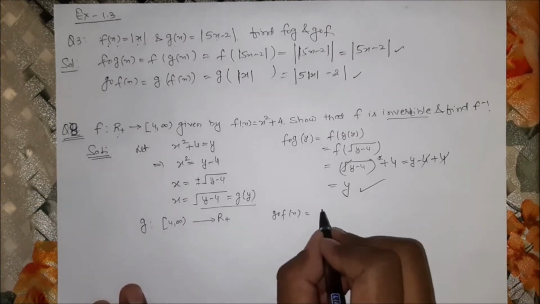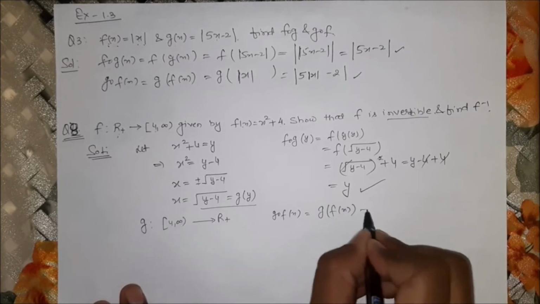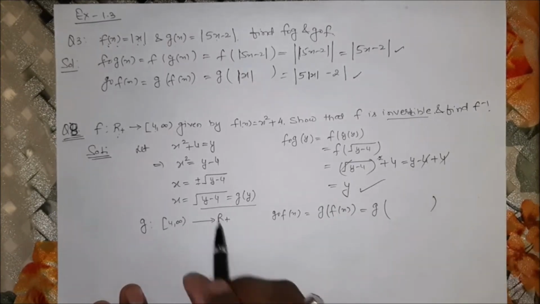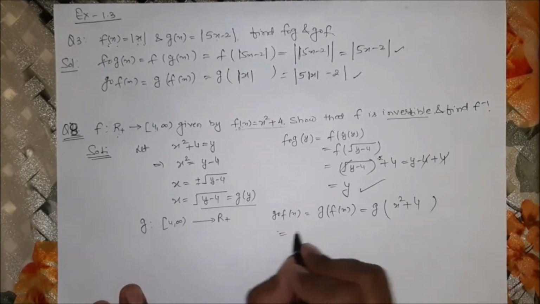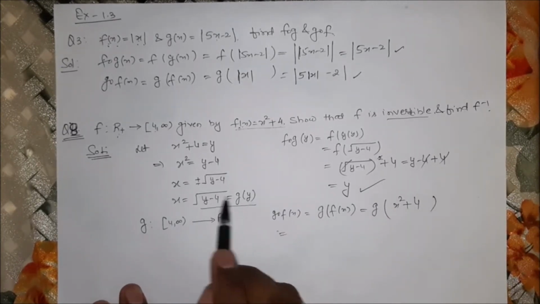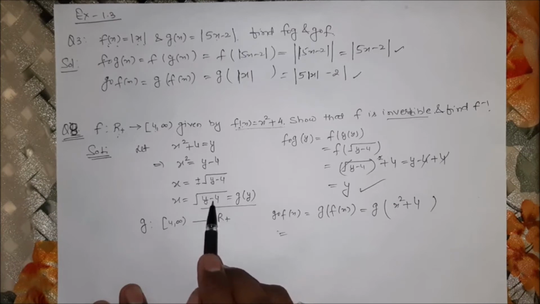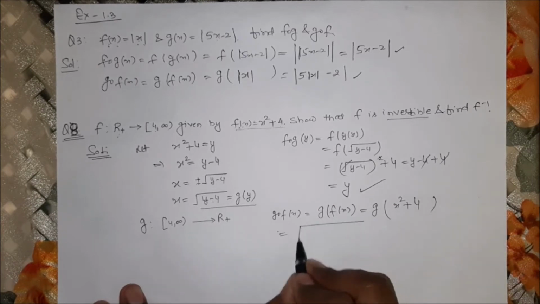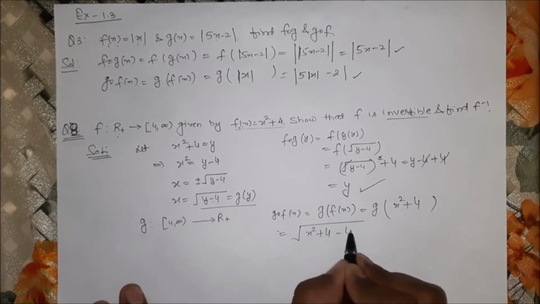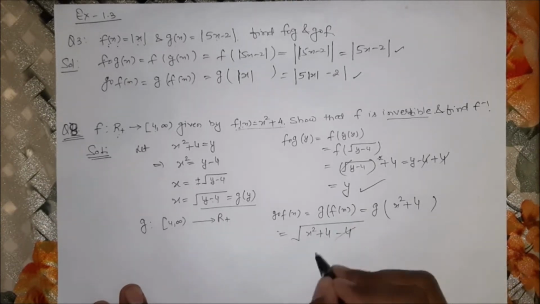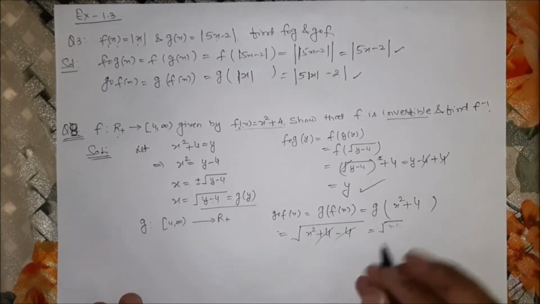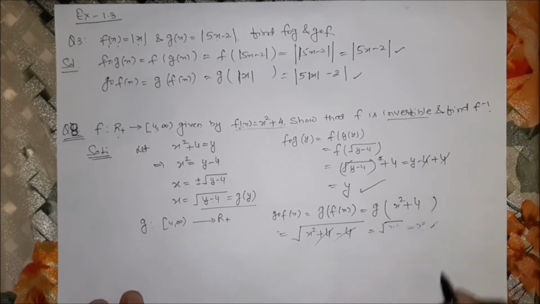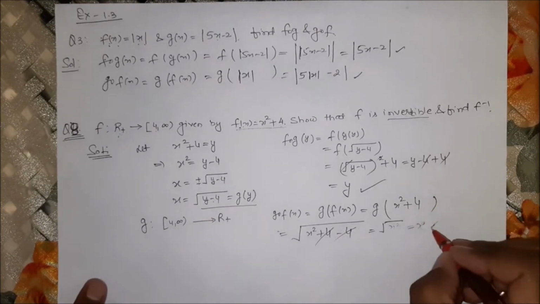Similarly, evaluate gof, g of f(x). In place of f(x), put the value of f(x), which is x square plus 4. Now what will g do? G will put this value in root, but by subtracting 4. Now solve it. The 4 gets cancelled, and x square under the root you will get equal to x, which implies an identity function. So this is also an identity function.